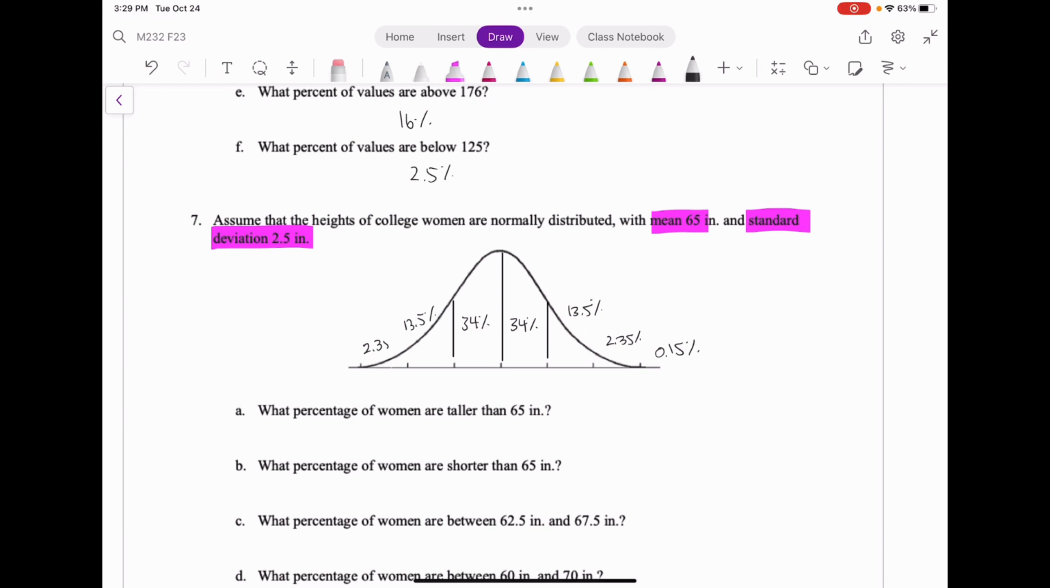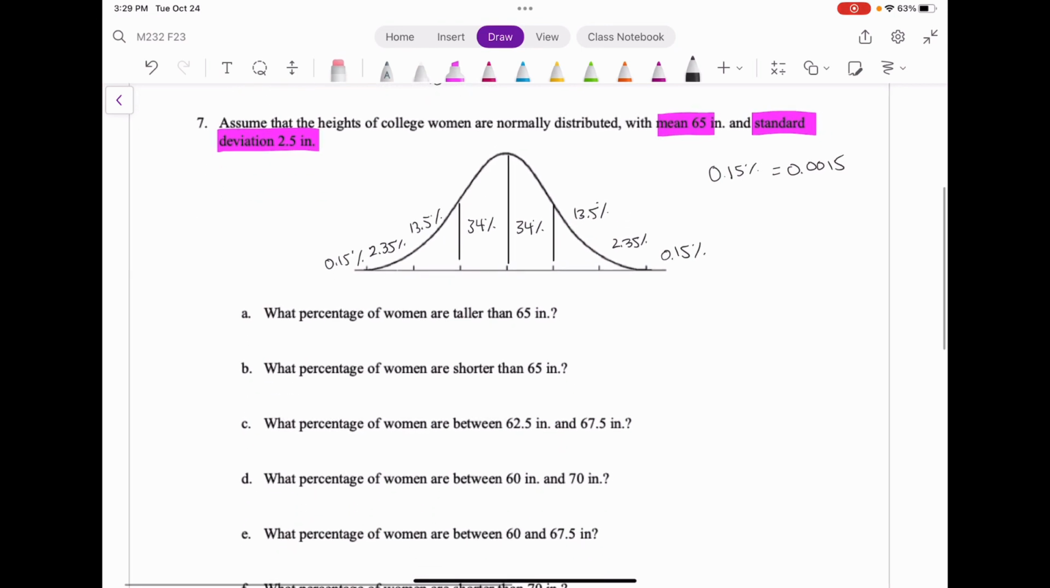Remember that it is critical to have the percent symbol listed, otherwise your decimal answer is wrong, because 0.15% is equal to 0.0015. So if you just wrote 0.15 without the percent symbol, it's a very different number. Okay, now we have 65 for our average, adding 2.5, we get 67.5, 70, and 72.5. Subtracting gives 62.5, 60, and 57.5.